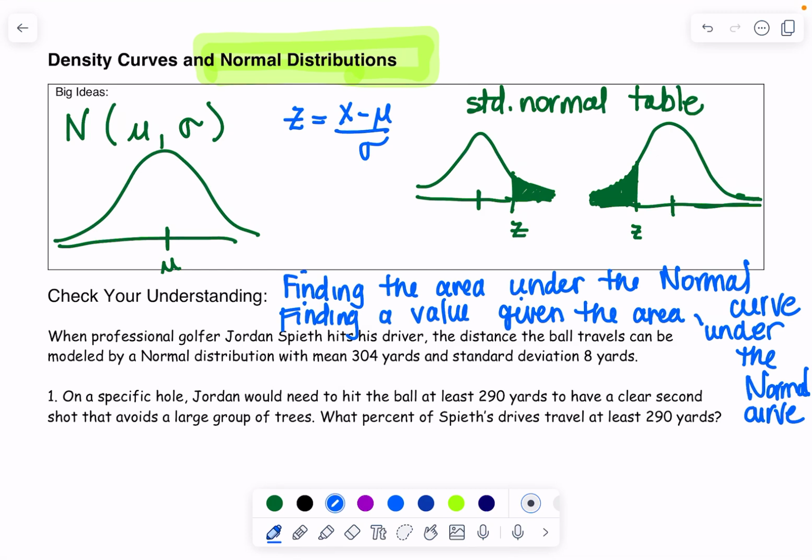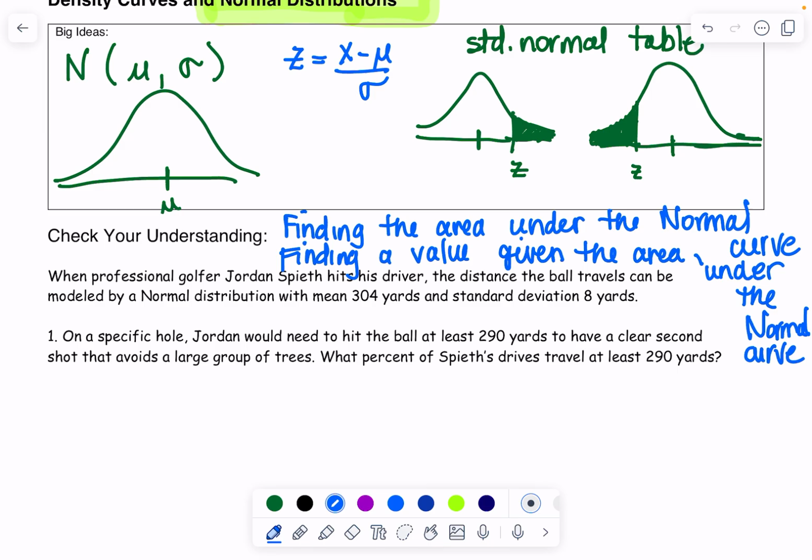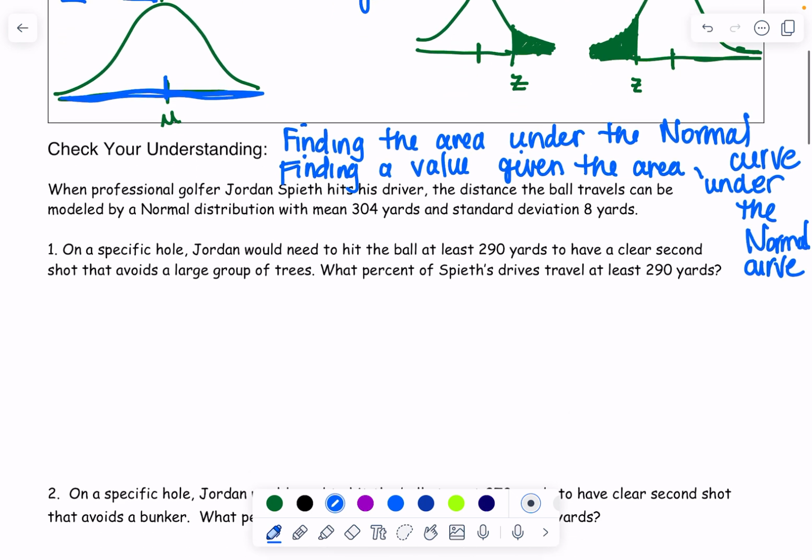So today our goal is to find the area under the normal curve, and secondly, to find a value given the area under a normal curve. So you can see here we have our notation. N stands for normal, mu is the mean, and sigma is the standard deviation. So you can see that a normal curve will be single-peaked, bell-shaped, unimodal, and symmetric with the mean at the center. So we're going to look at the first example.